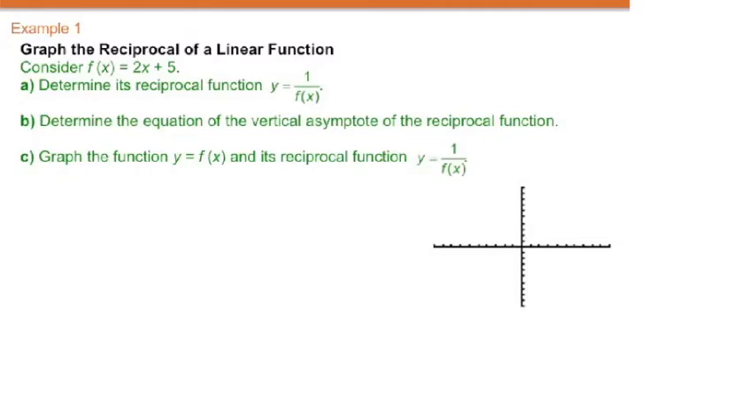So we're going to shift away from absolute values. Now we're going to look at reciprocals. Reciprocals are essentially flipping of numbers or functions. So if we have the function f of x equals 2x plus 5, the reciprocal of that would be y equals 1 over 2x plus 5.